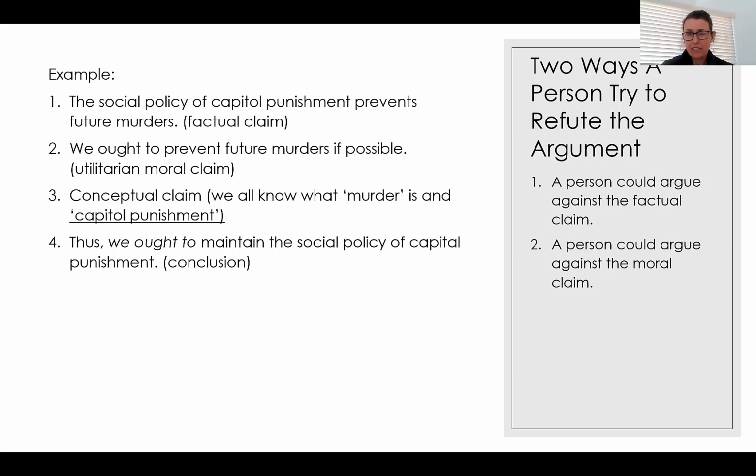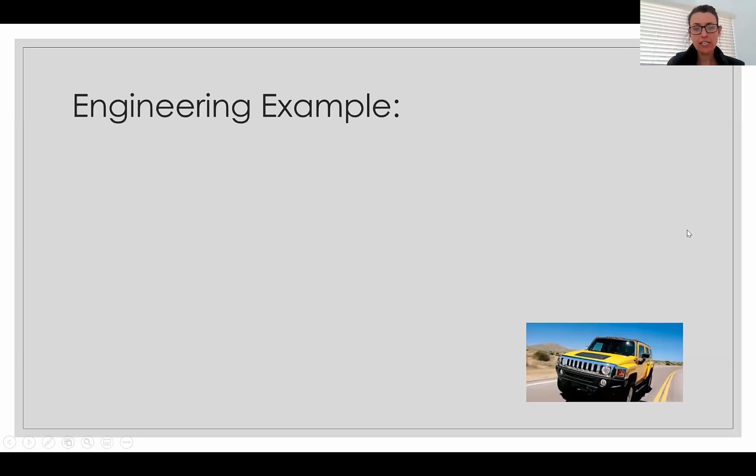So I think that's kind of interesting, the way that moral arguments go forward, and the different ways that people can disagree about the moral argument. They can disagree on factual grounds. They can disagree about the conceptual claim or the definitions of certain words. And then they could disagree with the actual content of the moral claim.